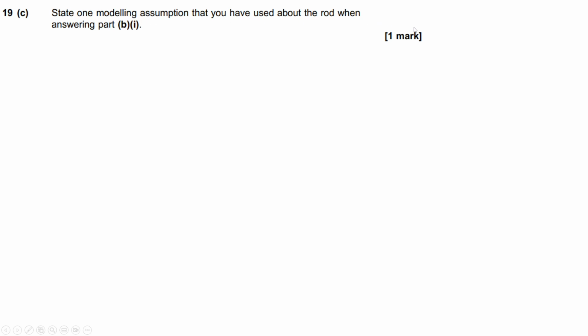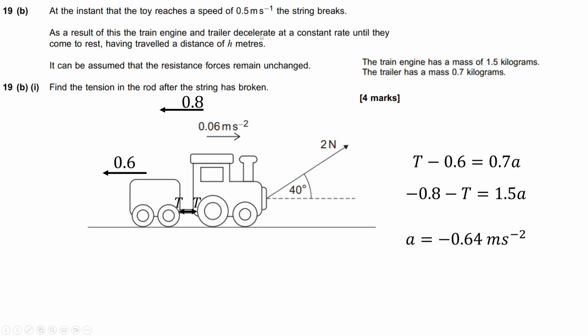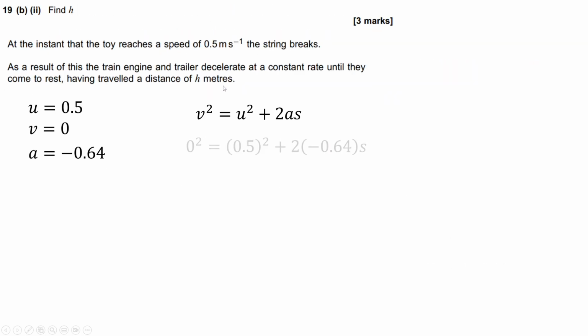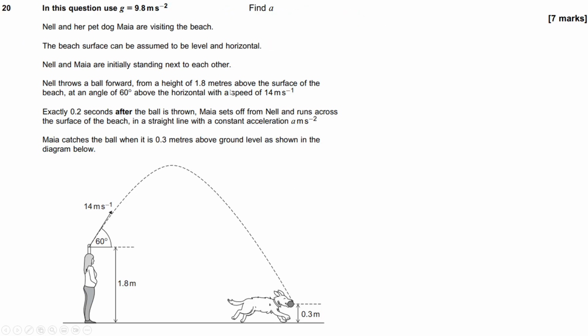State one model assumption. There's tons of things you can say. I just said that the rod is uniform. Just read about what the question was actually saying back here, and try to pick out any mistakes or any issues with it. We're finding the acceleration here.